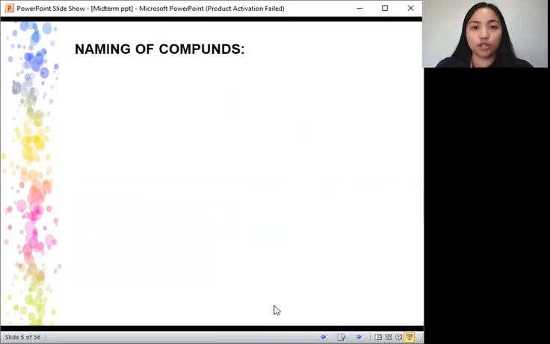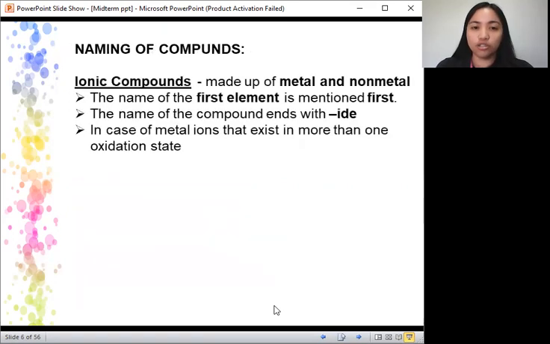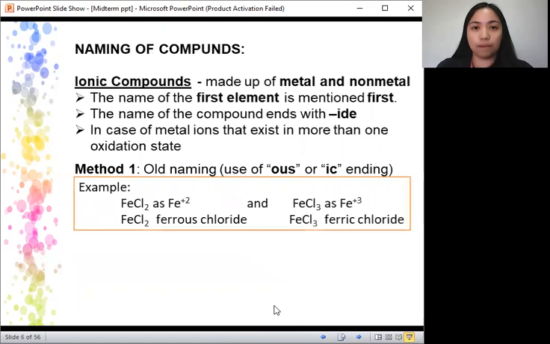Okay, naming of compounds. First is for the ionic compounds. Ionic compounds are compounds made up of a metal and a non-metal. For the naming, the name of the first element is mentioned first. The name of the compound ends with IDE. In the case of metal ions that exist in more than one oxidation state, you have two methods on how to name the ionic compound. First is using the old naming, which uses OUS or IC as the ending.